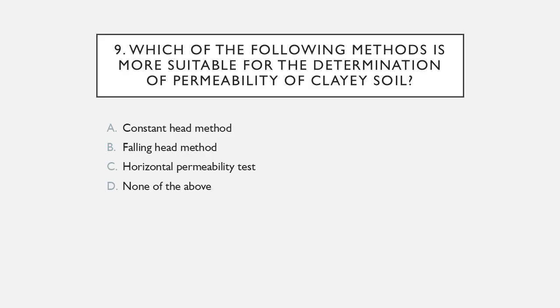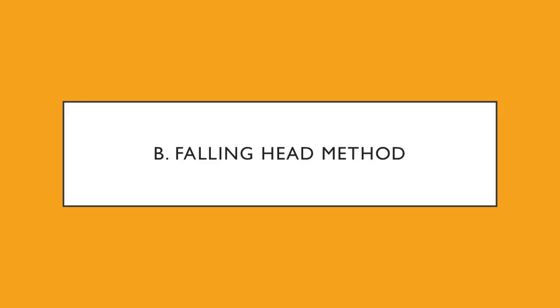9. Which of the following methods is more suitable for the determination of permeability of clay soil? A. Constant head method, B. Falling head method, C. Horizontal permeability test, D. None of the above. B. Falling head method.